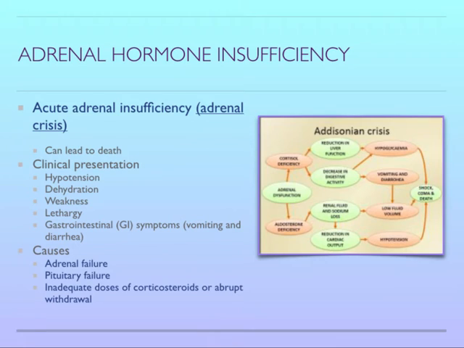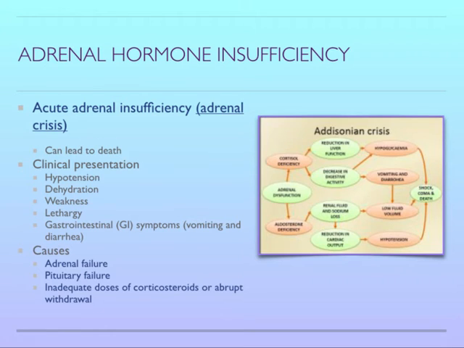Now we also have, in an area where we have insufficiency, an acute adrenal insufficiency crisis, so adrenal crisis. This is very dangerous and it can lead to death. Usually when they present, it would be hypotension, dehydration, severe weakness, lethargy, and GI symptoms of vomiting and diarrhea. The causes of this, like I said with the other ones, it can be originating within the adrenal or the pituitary, and it would be failure of both of these.